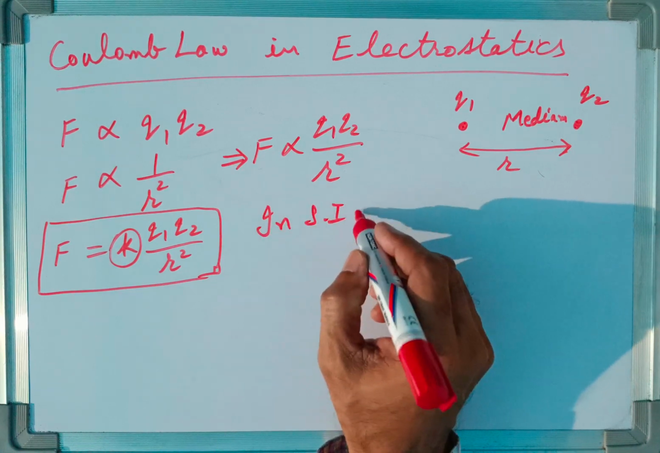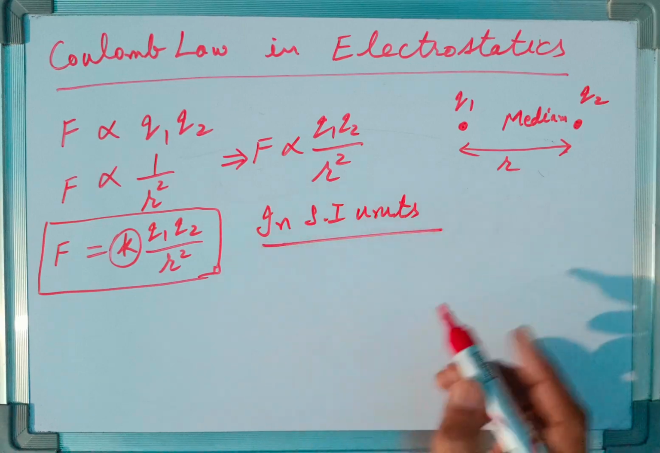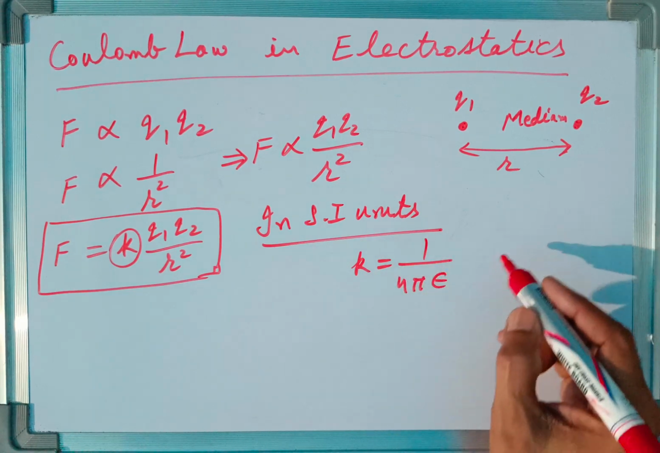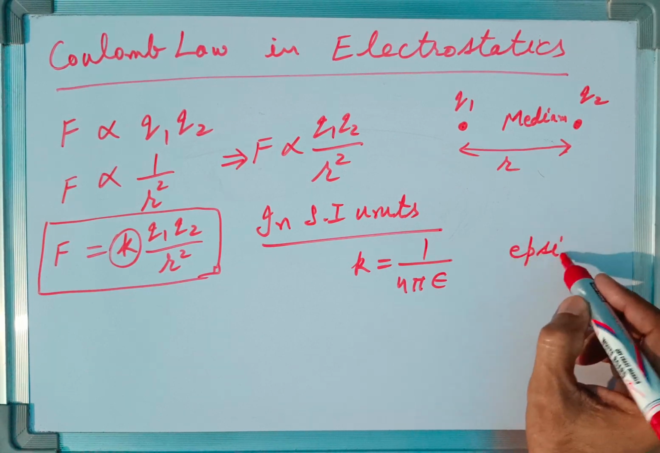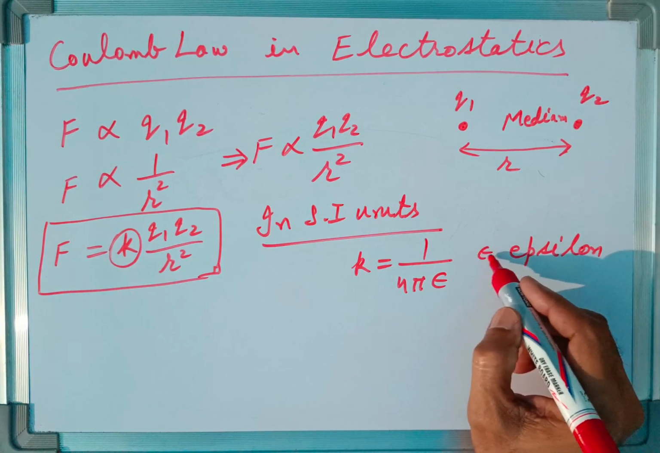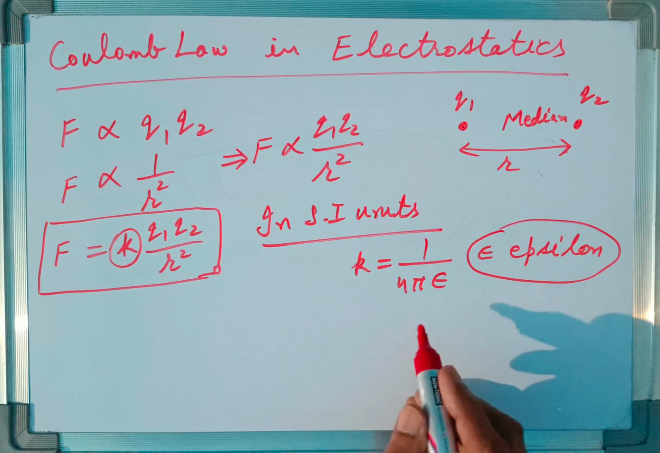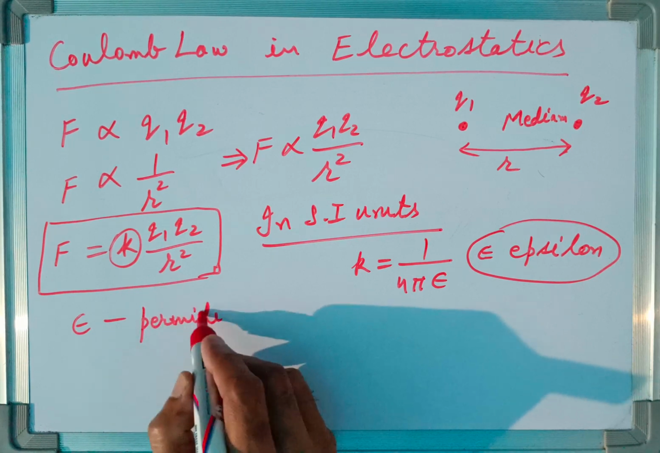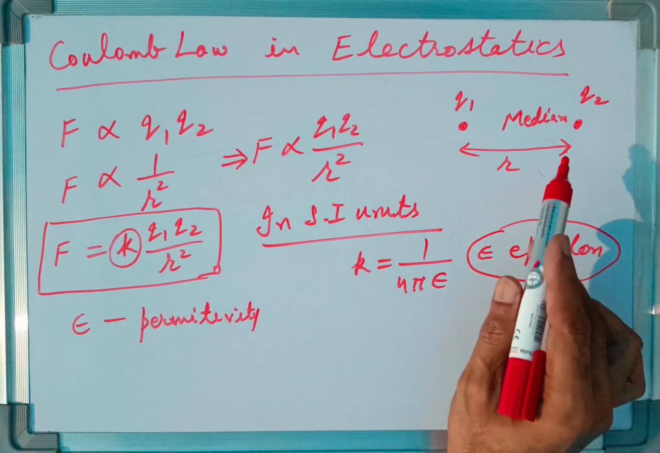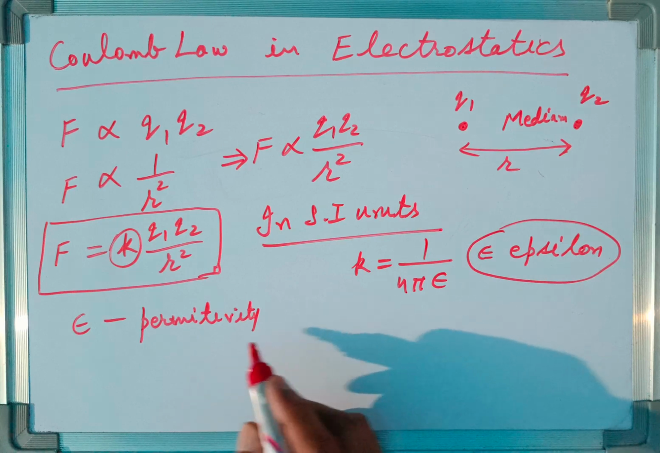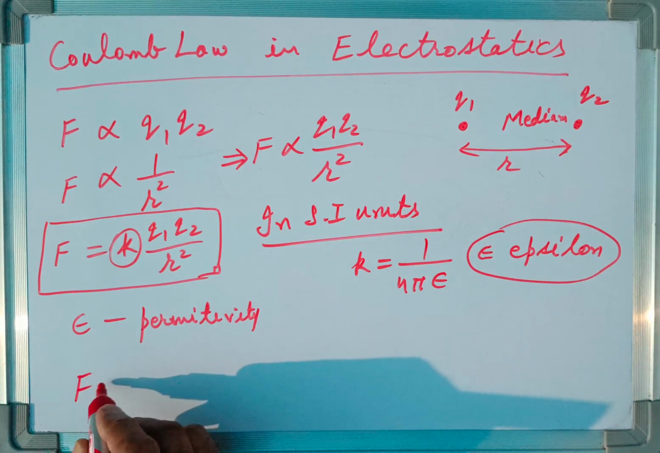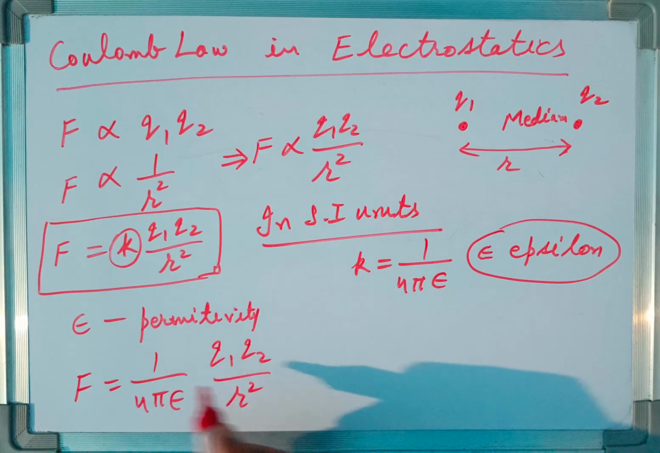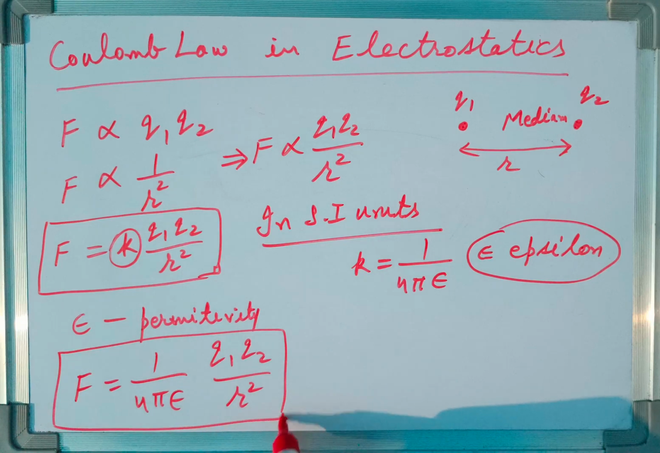In SI units, the value of the constant K is given as 1 over 4 pi epsilon. This symbol is known as epsilon, and it represents permittivity of the medium between the 2 point charges. It is the property of the medium between the charges. So using this value of K, I can write F is equal to 1 upon 4 pi epsilon, Q1 Q2 upon r square. So this is the form of Coulomb's law in SI units.